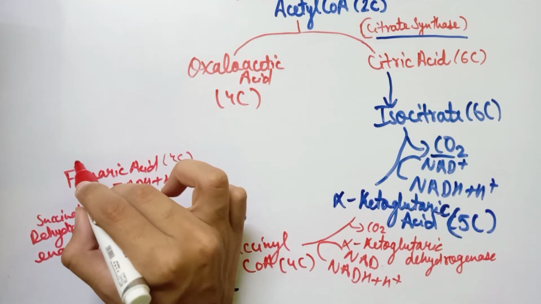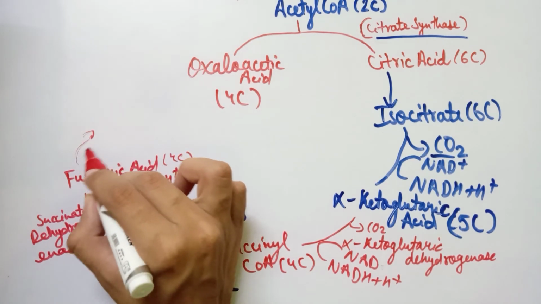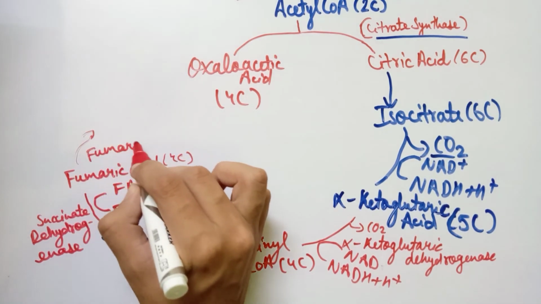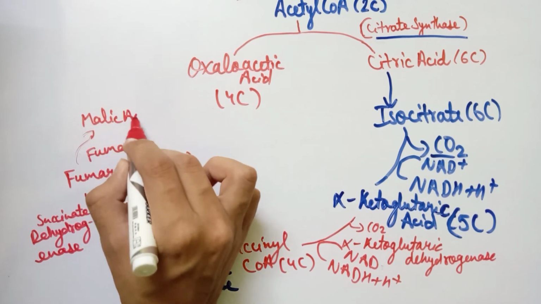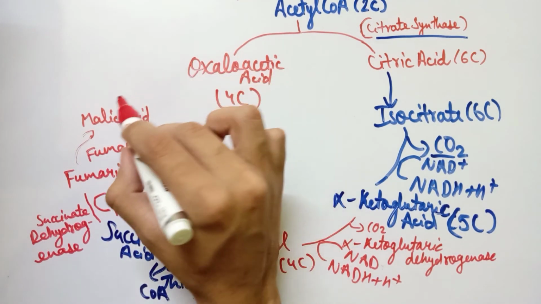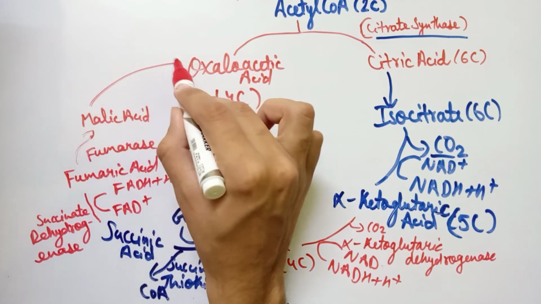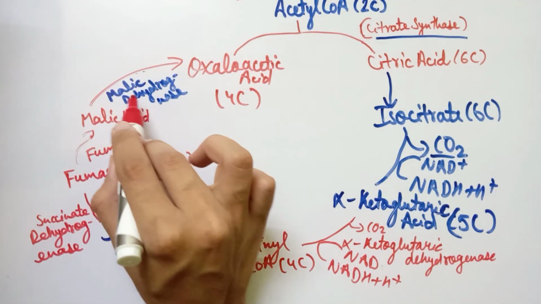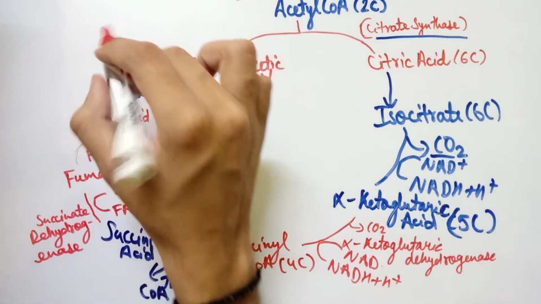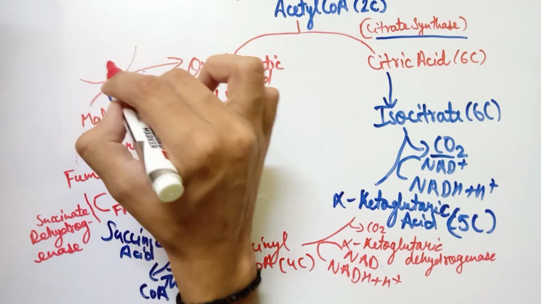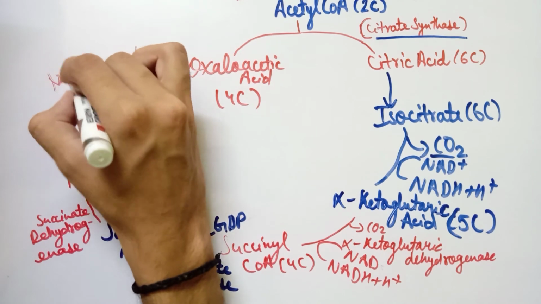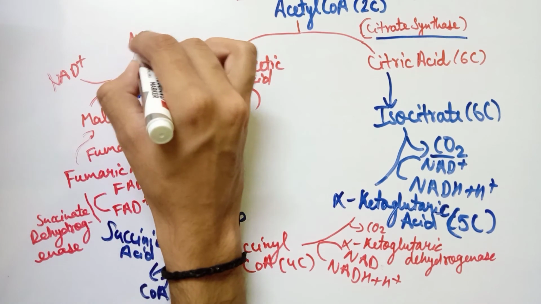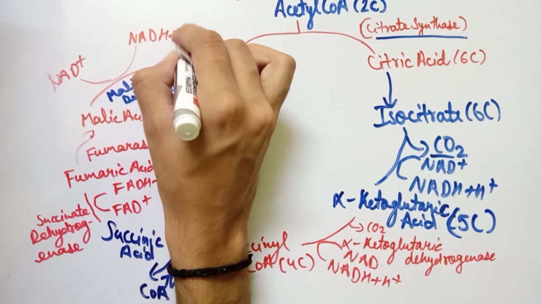And in the next step, by the action of fumarase enzyme, the fumaric acid gets converted into malic acid. Now the last step is the conversion of malic acid to oxaloacetic acid. This is facilitated by malic dehydrogenase, and during this conversion, NAD plus is reduced to NADH2 molecule.